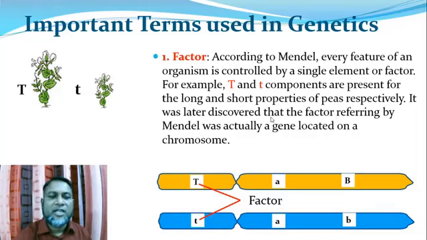It was later discovered that the factor referred to by Mendel was actually a gene located on a chromosome. In this figure, it is shown that capital T and small t are factors.